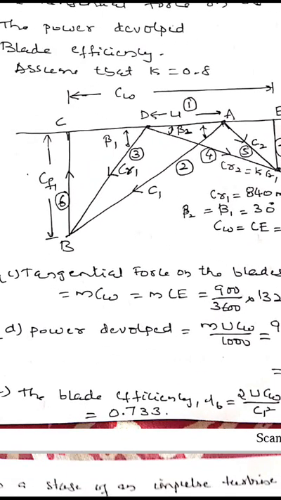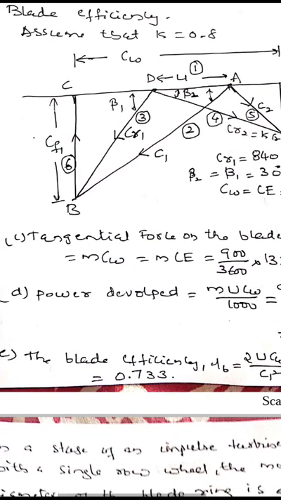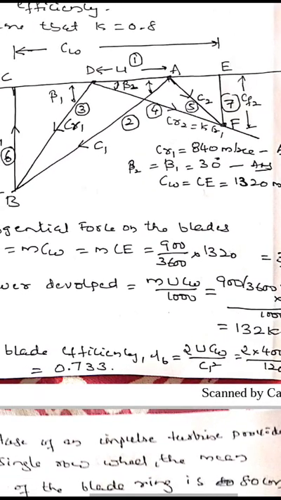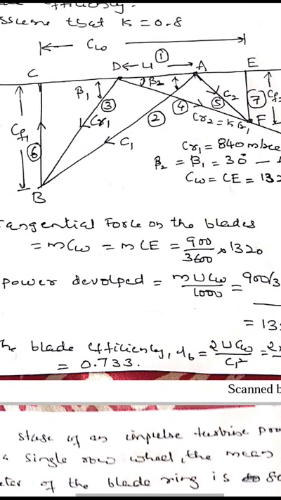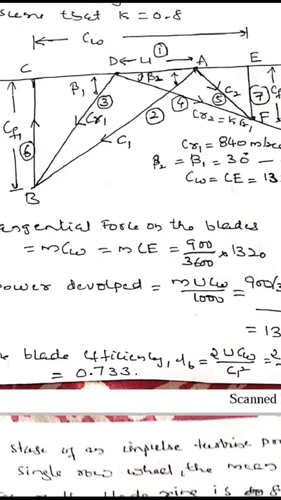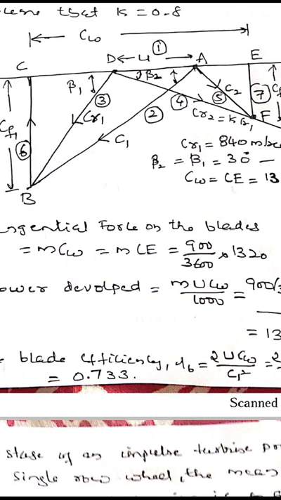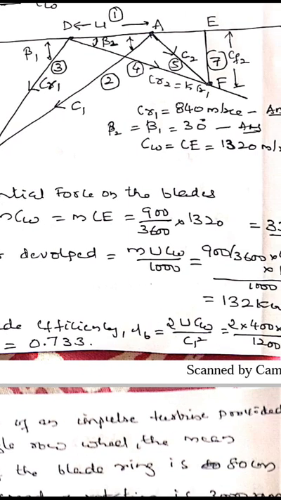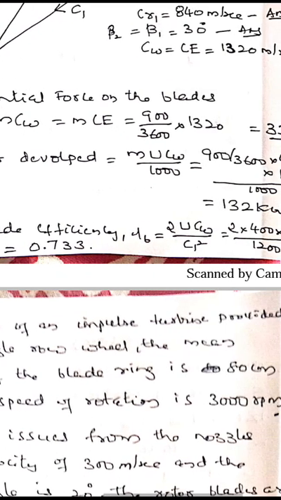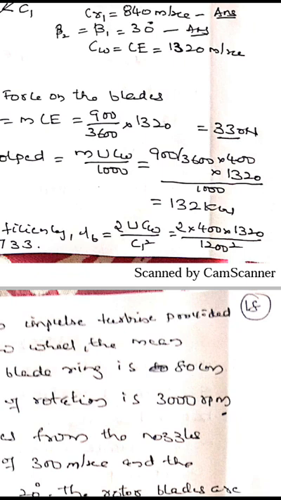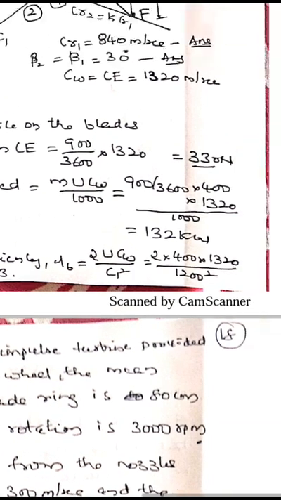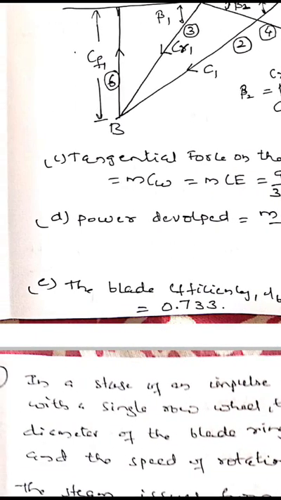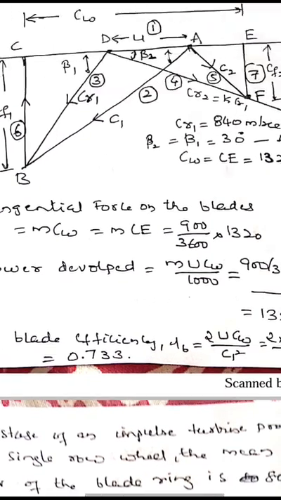Then he is asking for the tangential force on the blades. Tangential force equals m into Cw. Power developed equals m into Cw into U divided by 1000 kilowatts. Blade efficiency equals 2U Cw by C1 squared. We have solved problem number 1. Okay. Thank you.